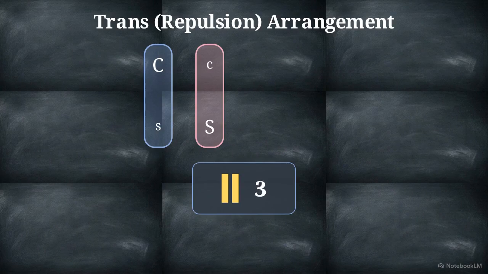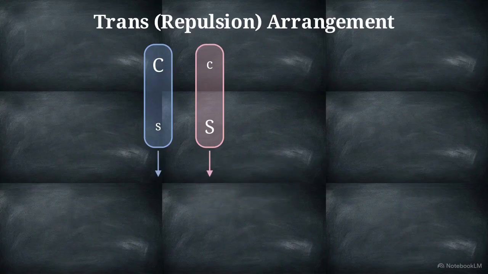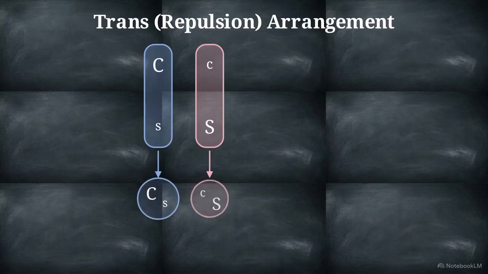Pause the video right here for 5 seconds. Based on this physical arrangement, try to predict which two gametes will be the high-frequency parentals and which will be the rare recombinants. Let's check your work.